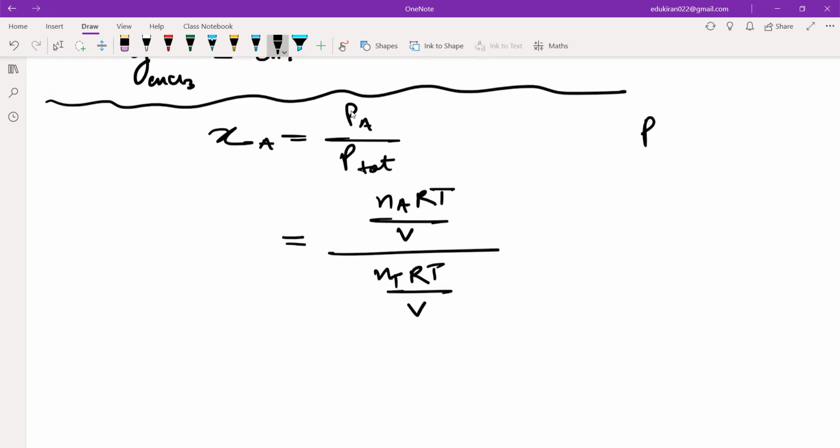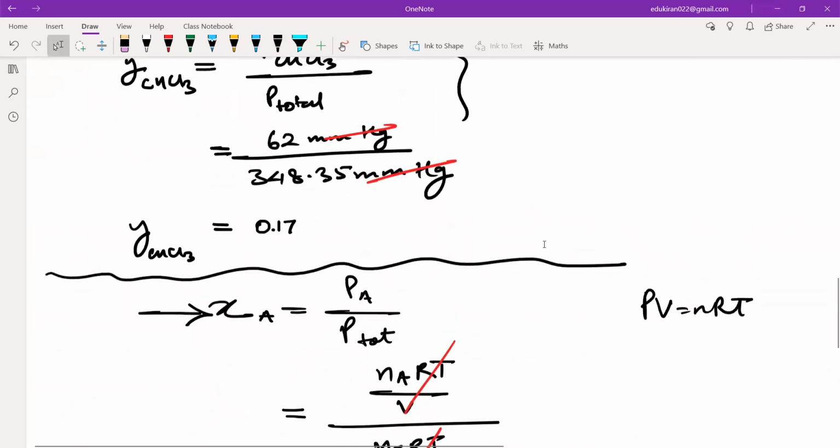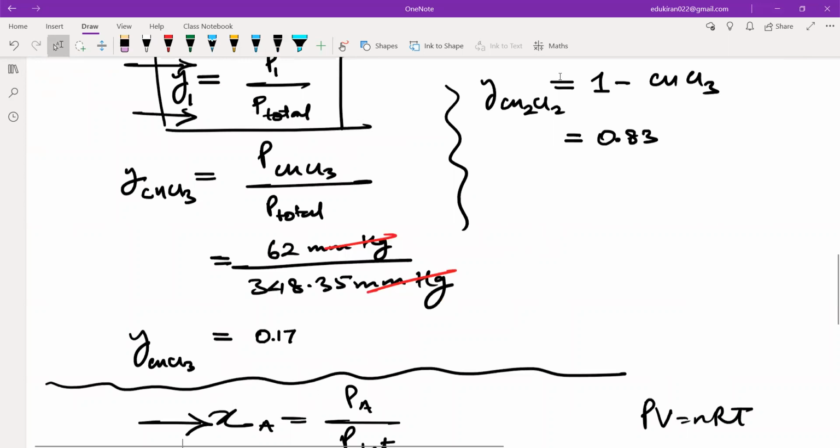Is it correct? PV is equal to nRT, right? Here we will have number of moles of only A, divided by the total. So we'll just cancel these two things, and you will get na upon n total. And what is this na upon n total? This is nothing but the mole fraction of A, right? So if you have the partial pressure due to A divided by the total pressure, you will easily get the mole fraction of A. Is that clear? This is Dalton's law of partial pressure. Got it?